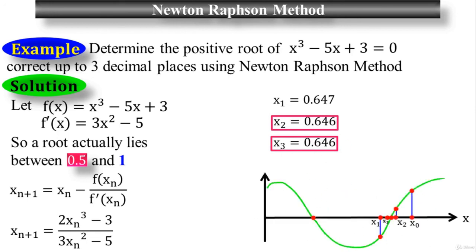Look at the diagram here. This is my x sub 2 and this is my x sub 3, which is the positive root. If the values of x sub 2 and x sub 3 are below the x-axis, then the root is negative. But here the root is positive.